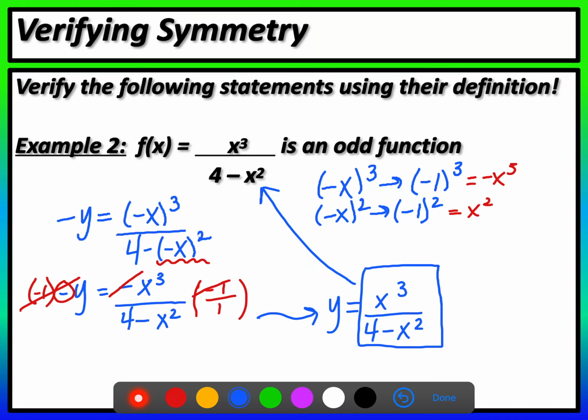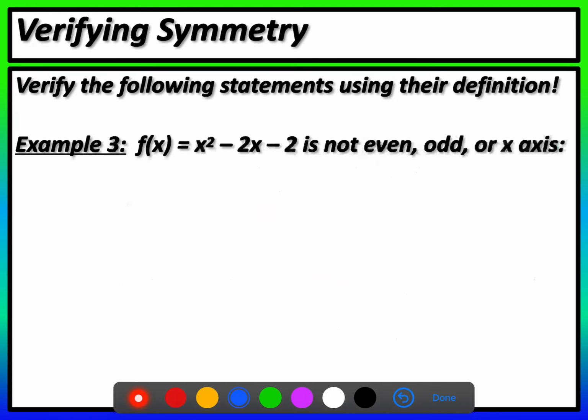So I'm fully simplified now, and I want to ask myself, does this match the original? As long as it matches, you have proved whatever rule you just plugged in for. So I plugged in for odd because I switched the x and the y. And since I can simplify and get back to the original function, that means that this is odd.